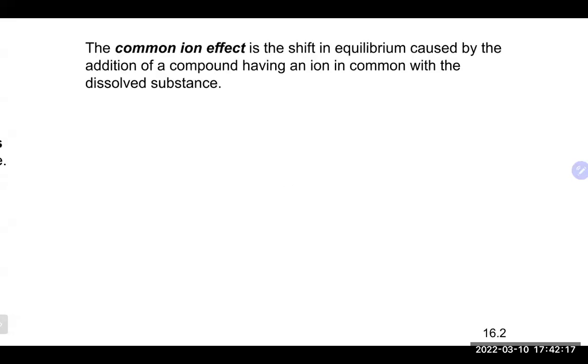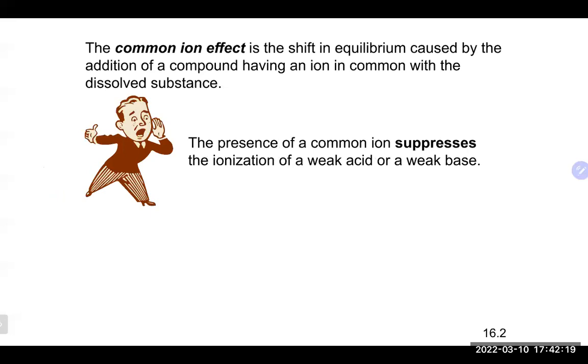So let us talk about one important aspect of buffers. This is what is referred to as the common ion effect. The common ion effect basically will shift the equilibrium away from the common ion. And the presence of a common ion will typically suppress the ionization of a weak acid or a weak base.